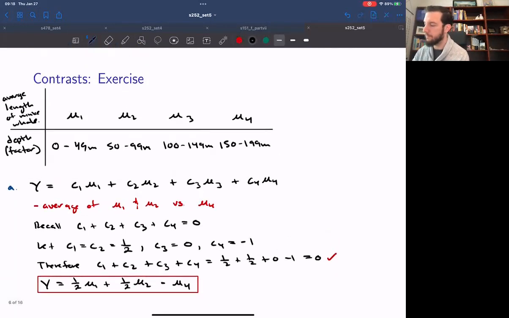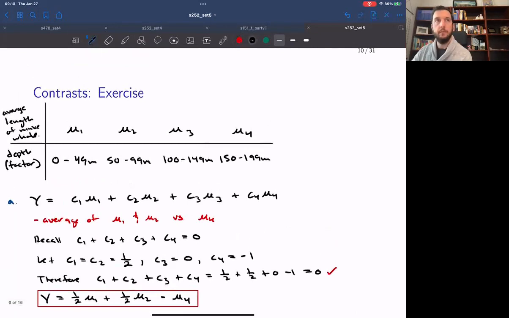Again, what we're trying to do here is take the average of mu1 and mu2, right? So I want to contribute equal amounts of information from mu1 and mu2 to the contrast. So if I want the average of two means, how would I get that? I would say mu1 plus mu2 divided by 2, right? Does that make sense?